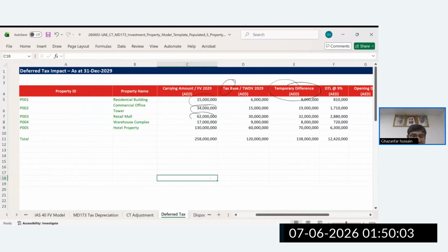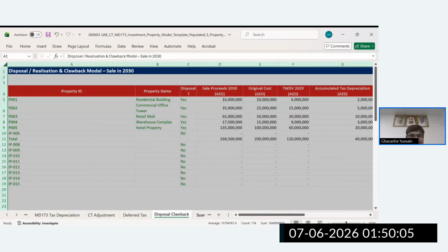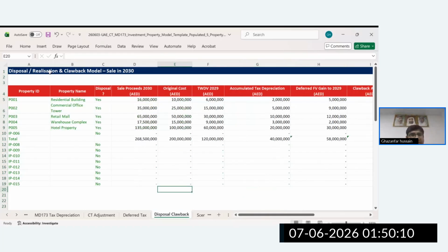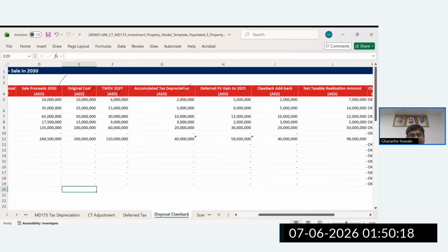Any questions so far? And disposal is this. And disposal, everything will be: sale proceeds, original cost, tax written down value, actual depreciation, gains. This I think we already covered. This is another way of presentation. Add back, see what it is saying, add back. The same depreciation is saying add back. Taxable.